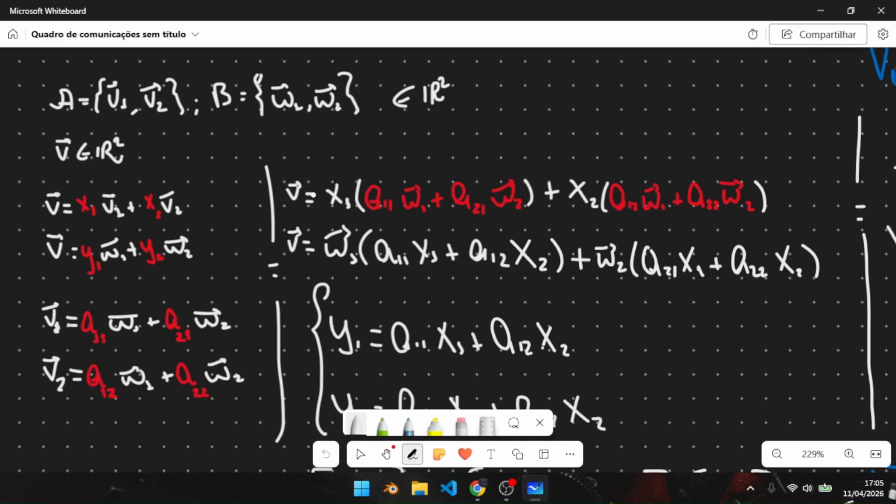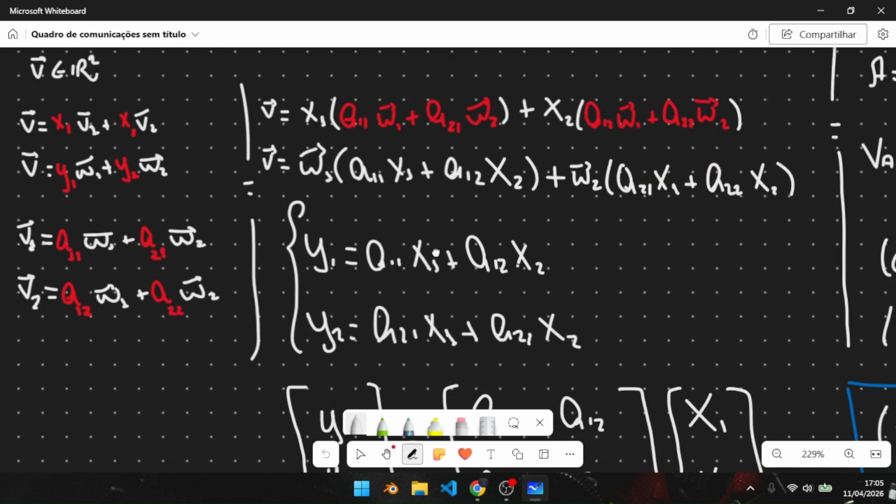So what we do is isolate the vectors. W1 is multiplying A11 x1 plus A12 x2, and same thing for vector 2. Now we can infer that Y1 is going to be all this because it's multiplying W1, and we're still with V on this side, and Y2 is going to be all this. So we end up with this system here, and now it really looks like a matrix because we have the first index here, A row 1 column 1, A row 1 column 2, and same thing for these two here.